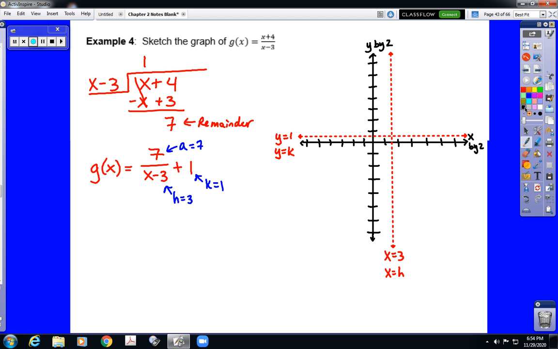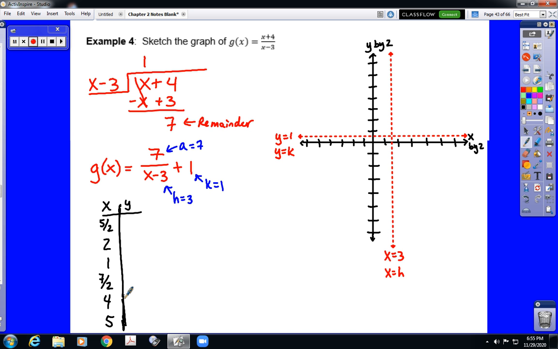Now we need a table of values. When we go to make our table of values, once again, I'm going to remind you that we're supposed to be using 3 points on each side of our vertical asymptote. So our vertical asymptote is at 3. That means I would be using 2.5, which would be 5 halves, 2 and 1 on the left side, 3.5 or 7 halves, 4 and 5 on the right side. We're going to plug those values into this function and see what comes out.